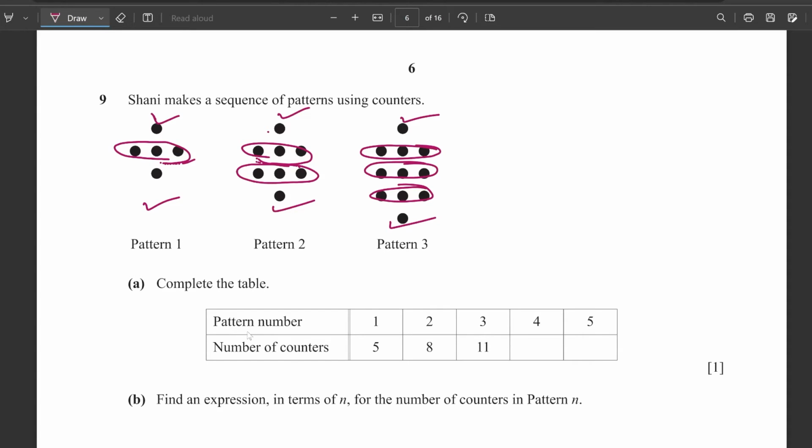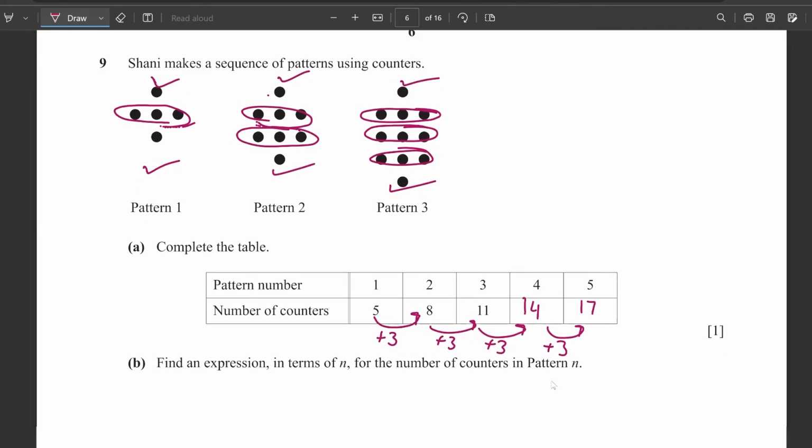So complete the table. Let's figure out the difference over here. You are going to 8, so you're adding 3 to 5 to get 8. Again you have to add 3, because you see my suspicion was right. You just increase these bars. These are constants. One horizontal bar of 3 balls is increasing. So this becomes 14 and this becomes 17.